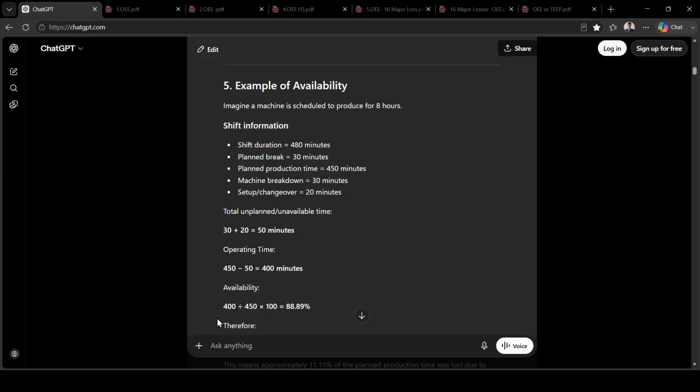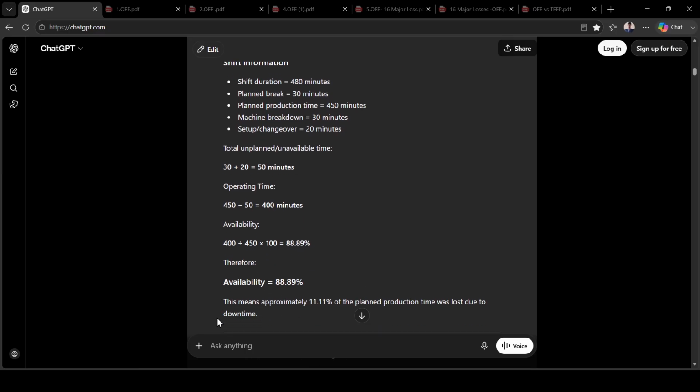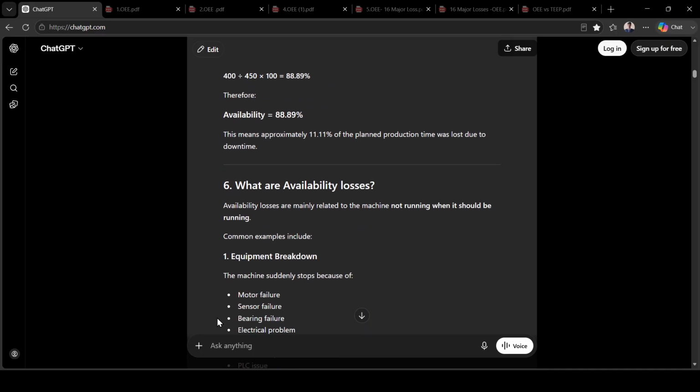So operating time equals 450 minus 50, so 400 minutes. Availability equals 400 divided by 450 times 100, so 88.89 percent. Therefore, availability equals 88.89 percent. This means approximately 11.11 percent of the planned production time was lost due to downtimes.